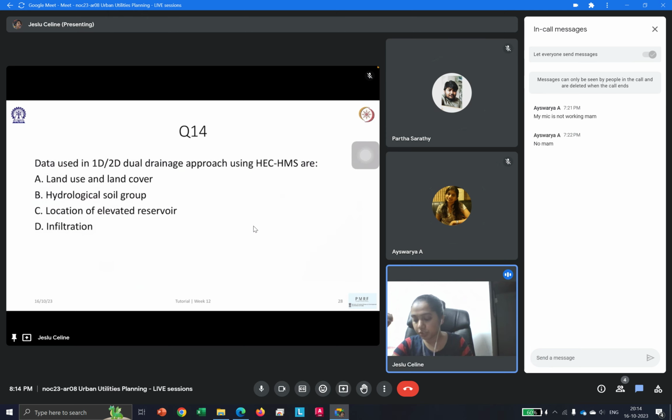So continuing from that, question 14: data used in 1D, 2D dual drainage approach using HEC-HMS are. So what all data do we need is the question. A, land use and land cover data, B, hydrological soil group data, C, location of elevated reservoir data, and D, infiltration data. So first one, is land use and land cover data required?